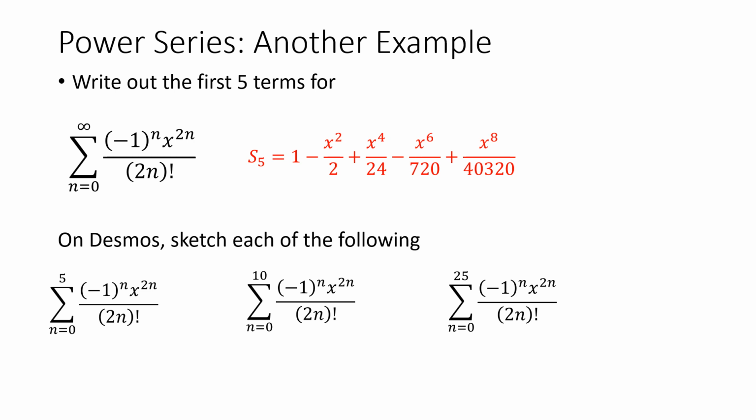If you have not done so already, pause the recording and sketch those. If you already have, what you should see is that these start to form a wave, and specifically these start to form the wave of cosine. And as it turns out, this infinite series here is the series for cosine.